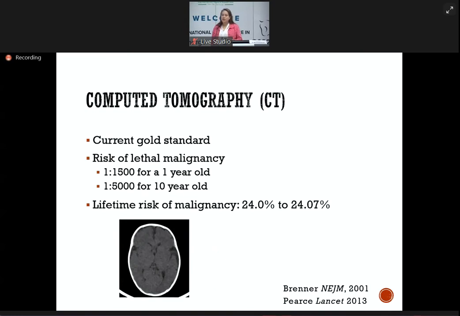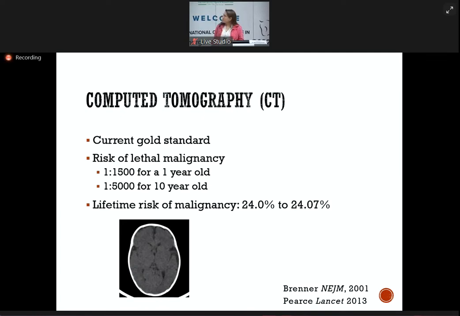CT is the gold standard and the most common approach to the evaluation of children, but there are some risks of CT scans, and those are risks of malignancy down the road. There's some debate of how high that risk is, but the best estimates are approximately 1 in 1,500 if you're 1 year old when you have a head CT scan. There's some variability about how much radiation dose the actual scan entails. But if you're older, it's probably 1 in 5,000, so a lower risk as you get older, which reflects that the cells in an older child are not dividing as rapidly, and you have fewer years of life ahead.